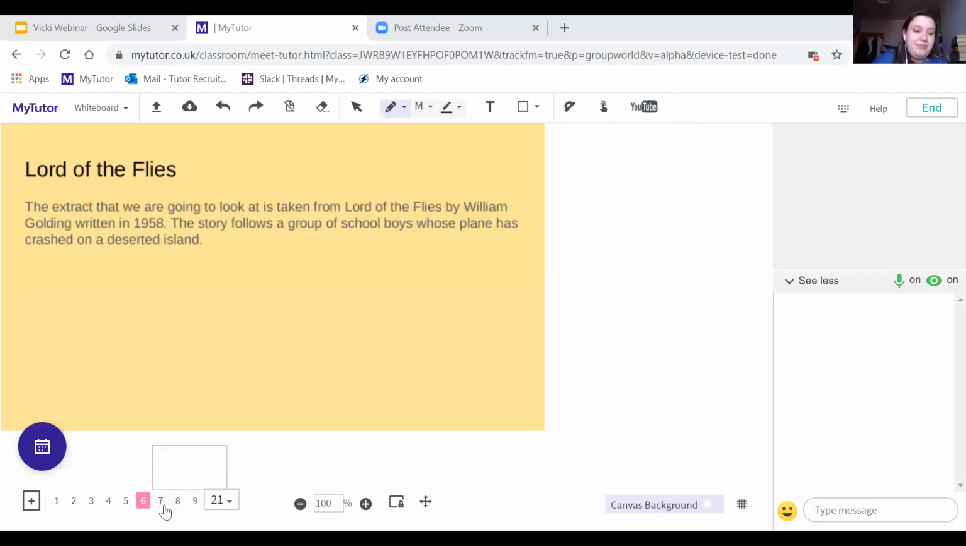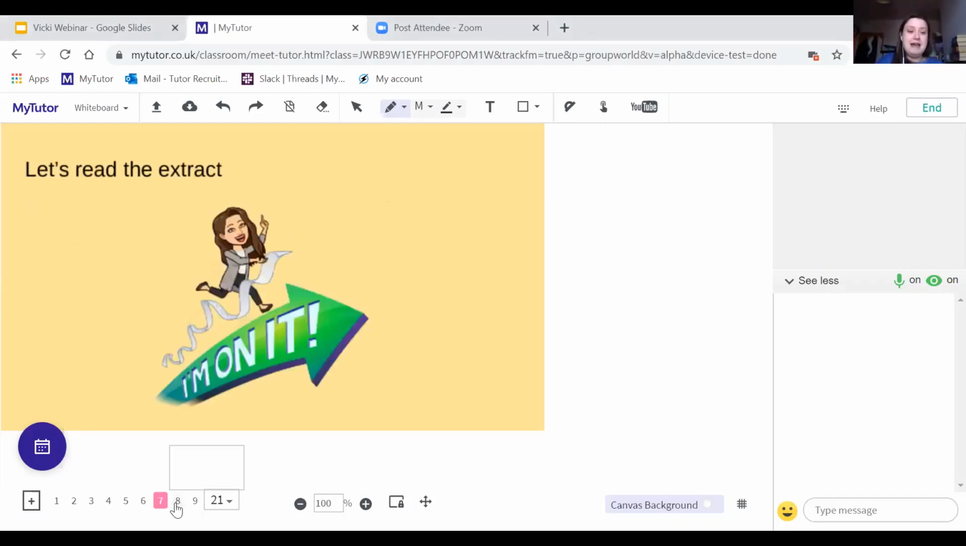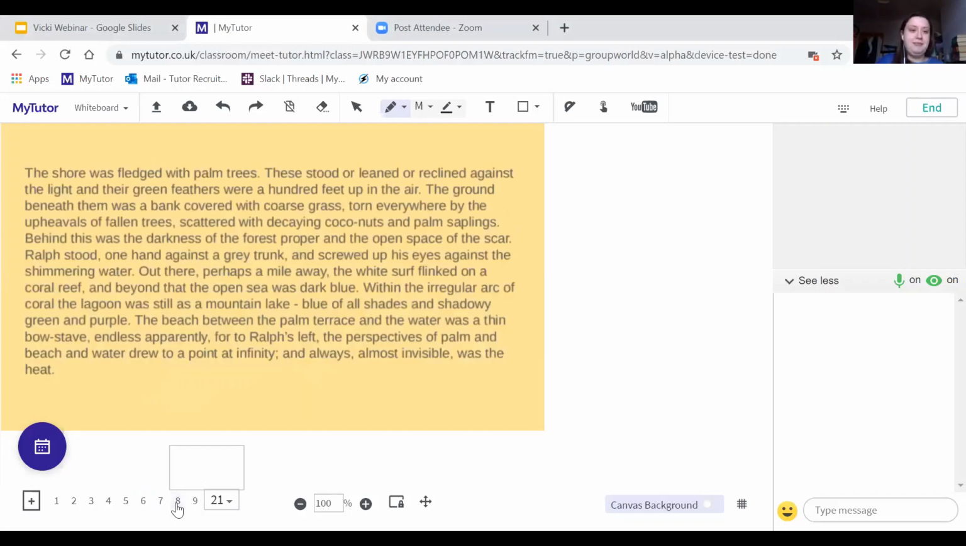Right, so basically what we need to take from that is it's by a man called Golding, and it's about a group of schoolboys whose plane has crashed on a deserted island. Now, you will also be told where in the text this is taken from. I haven't specifically told you that yet because I'm going to read it to you, and I want you to see if you can predict that for me. So let's have a look at the extract.